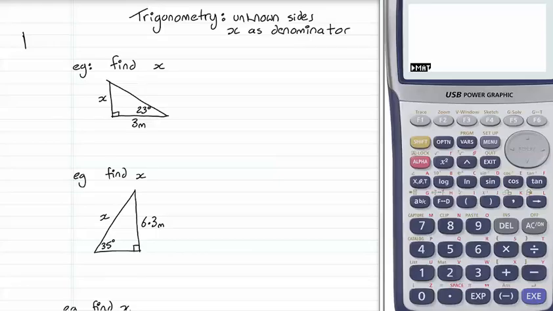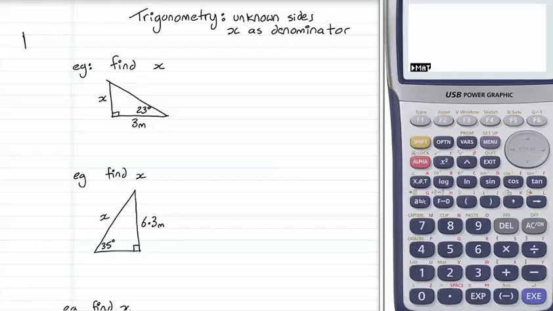This continues looking at using right-angled trigonometry to find unknown sides. There's a situation we haven't looked at yet where x is the denominator of the fraction. That is, the unknown side is on the bottom when we substitute our values in. Now, just a quick review of how we find unknown sides.